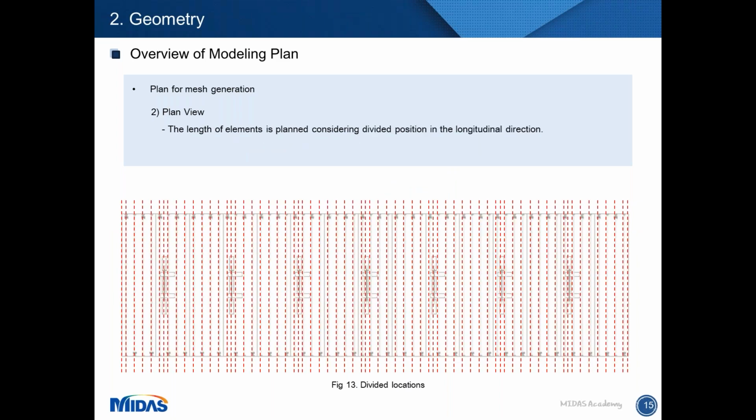So this is the divided position in the longitudinal direction. The red lines are the plan. This plan was used for the offset length of elements when I extrude elements while modeling.